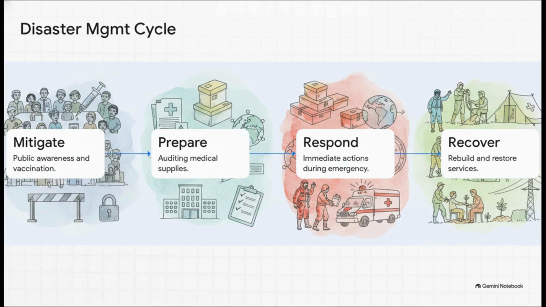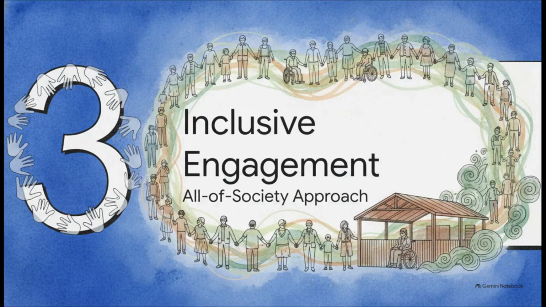Phase 1 is prevention and mitigation, so things like public awareness campaigns and vaccinations before things go south. Phase 2 is preparedness, auditing medical supplies, setting up isolation facilities, getting communications ready. Phase 3? That's the response, the immediate on-the-ground actions taken during the emergency to save lives. And finally, Phase 4 is recovery, which is all about helping the community rebuild and get essential services back online over time.